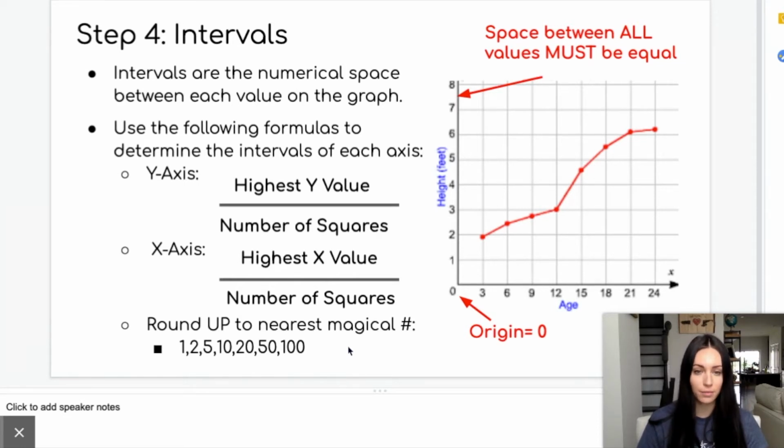So for example, if we do our calculation and we end up with a number like 0.87, you are not going to use 0.87 as the interval on your graph. Instead, you are going to round up to the closest magical number, which in that case is 1.